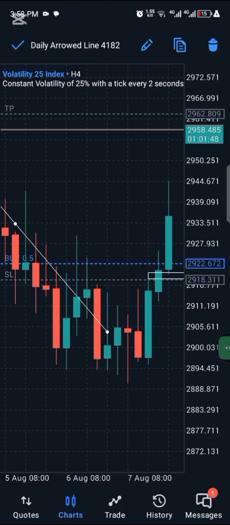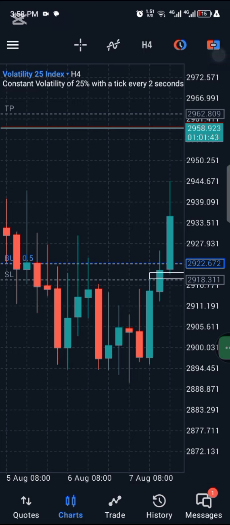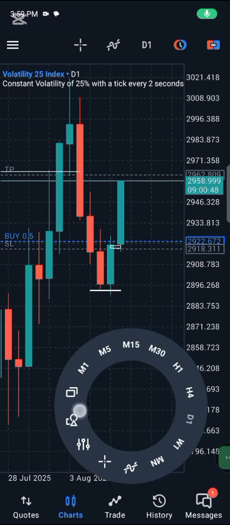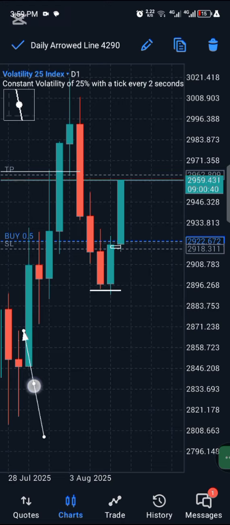But before then, I noticed that we had a sweep of liquidity below the daily time frame. So you can see the sweep of liquidity below the daily time frame, and I know that since we've swept this liquidity, then price is naturally coming back to this imbalance. So we'll be going to the next imbalance where I have my take profit.